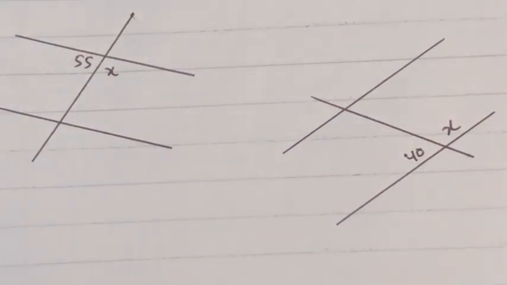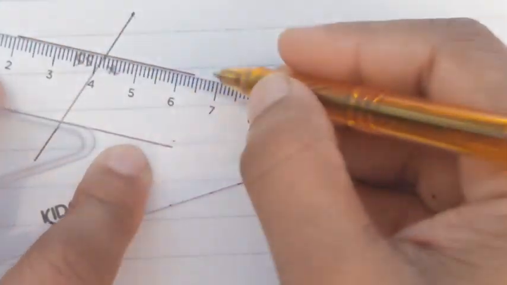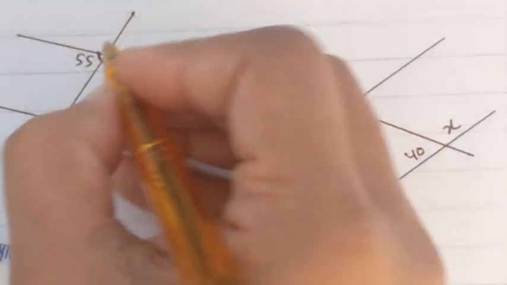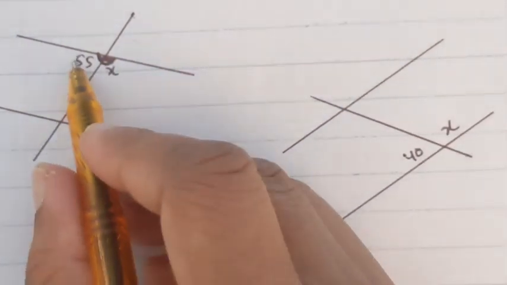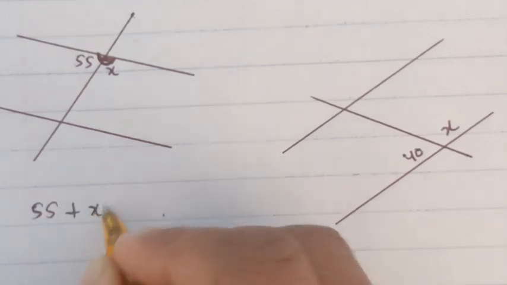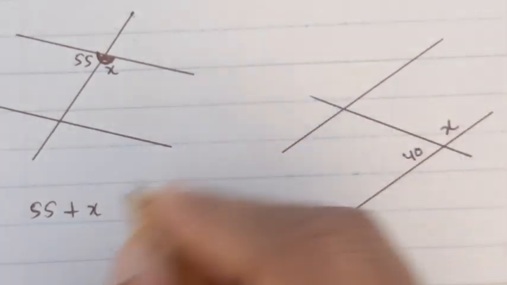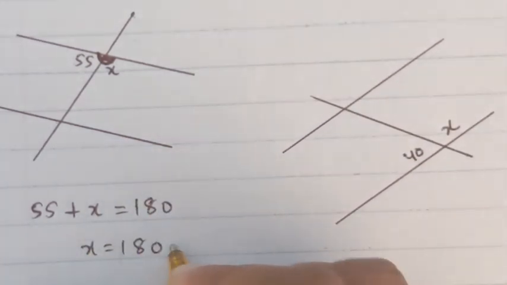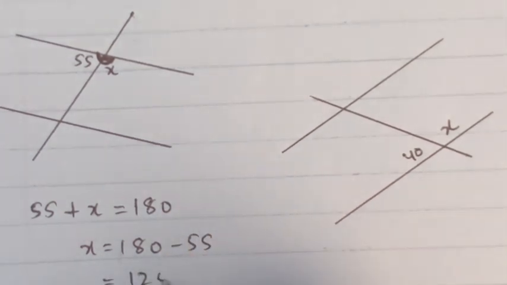We have to learn one more property: when two angles lie on a straight line, the sum of angles on a straight line is always 180 degrees. So these two angles are supplementary, 55 plus X, not because they are interior supplementary but because they lie on the straight line. So 55 plus X is 180 degrees. We can easily find it by subtracting 55 from 180, and it gives us 125.